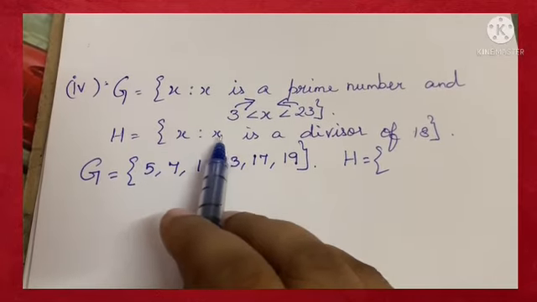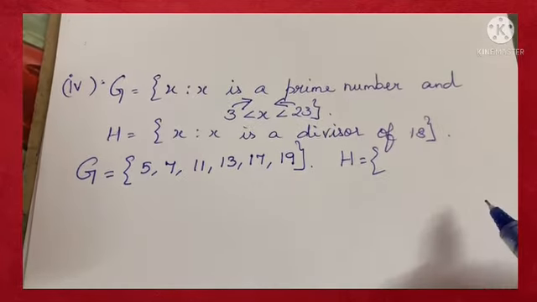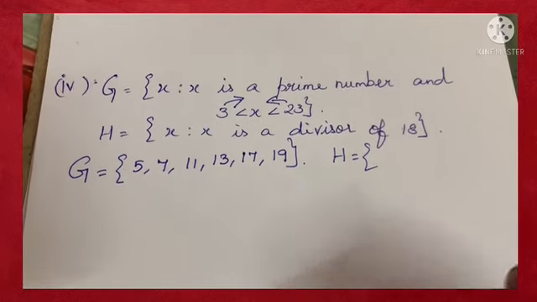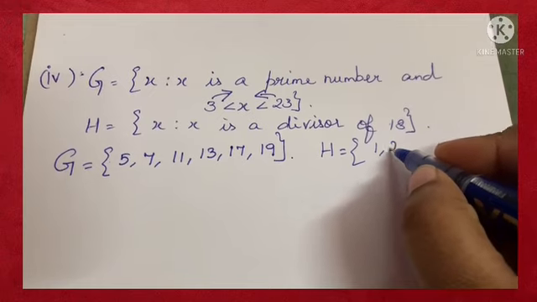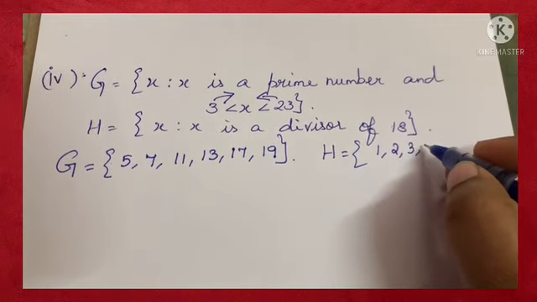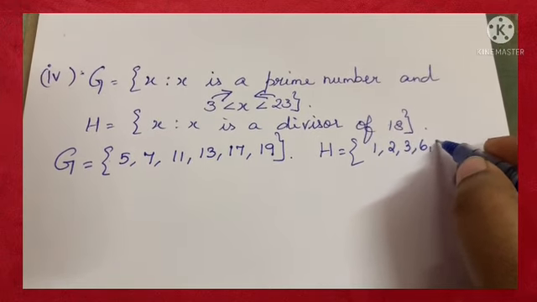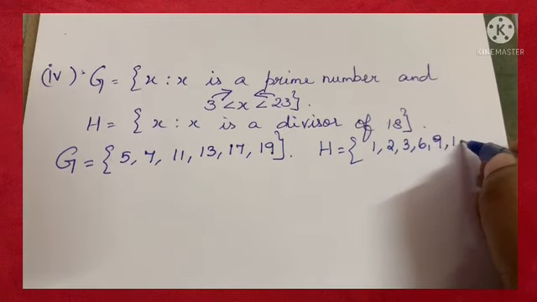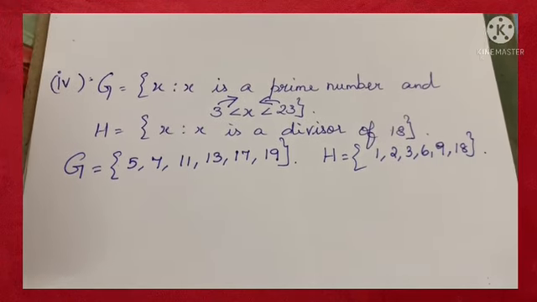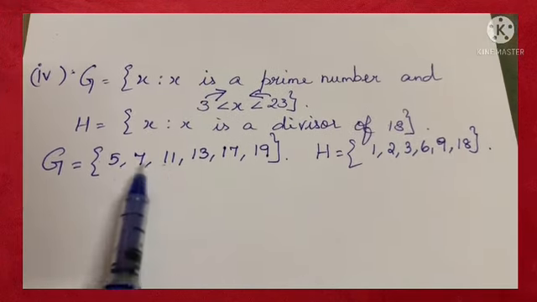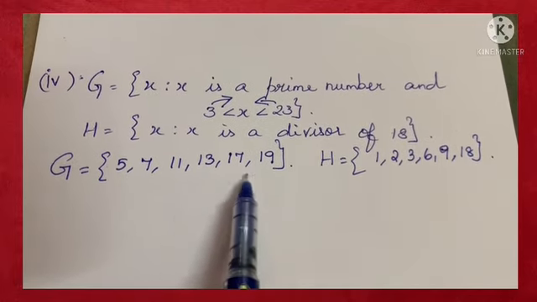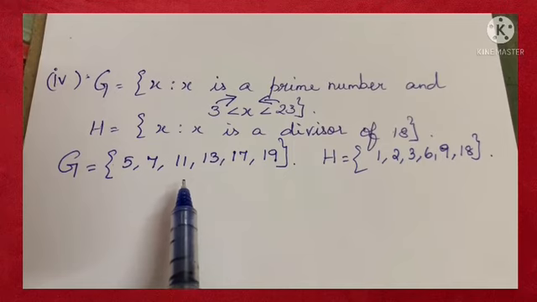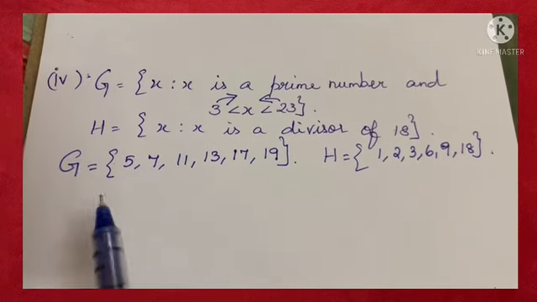X. My X is the divisor of 18. So you have to write all the divisors of 18. So starting with 1, it comes in 2 table, 3 table, 6 table, 9 table, 18. Now, by seeing itself, we can say they are not equal sets. Just check with equivalent.